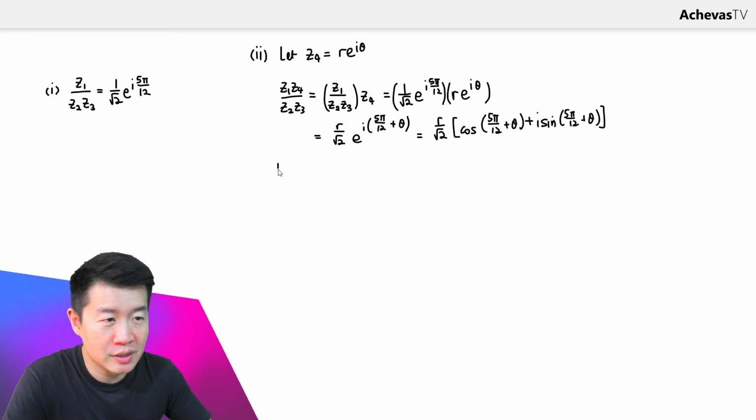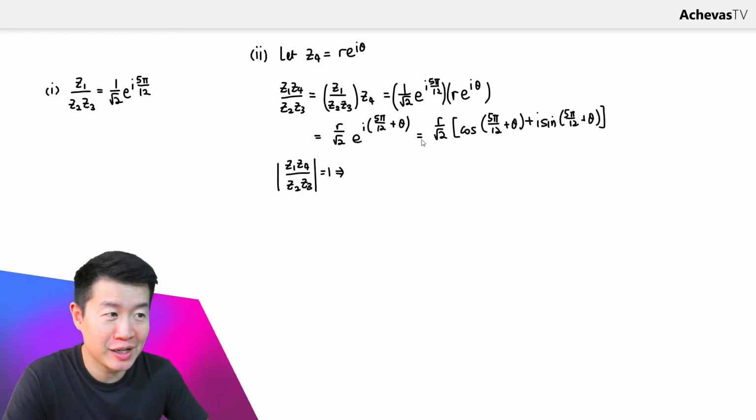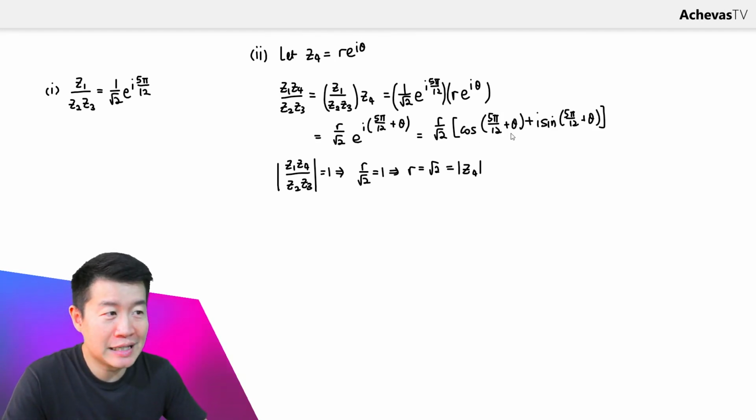So according to the question, the modulus of z1 times z4 divided by z2 times z3 is equal to 1. And according to what we have come up with, we know that the modulus is also r over square root of 2. So this is equal to 1. This tells me that r is equal to square root of 2. And what is r? r is actually the modulus of z4. So we already start to find out some stuff about z4. Let's see whether we can find theta.